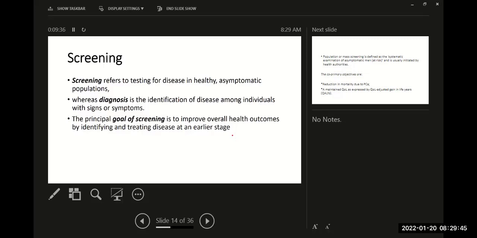Jalal. So coming towards screening, what is screening? The difference between screening and diagnosis: screening refers to testing for disease in a healthy asymptomatic population, whereas diagnosis is the identification of disease among individuals with signs or symptoms. The principal goal of screening is to improve overall health outcomes by identifying and treating disease at an earlier stage.